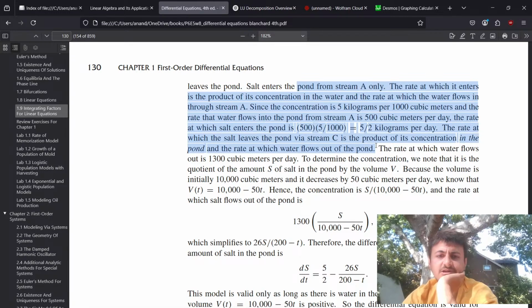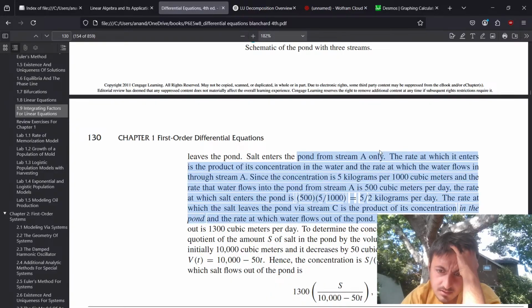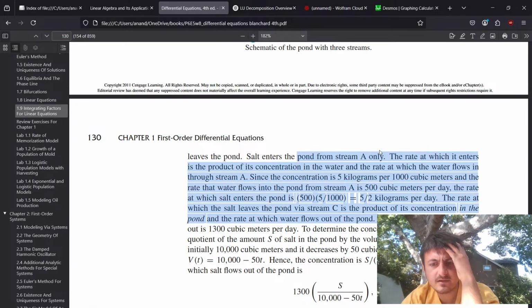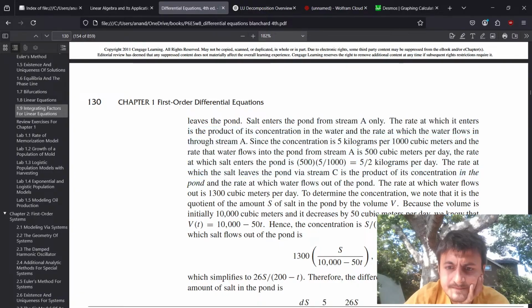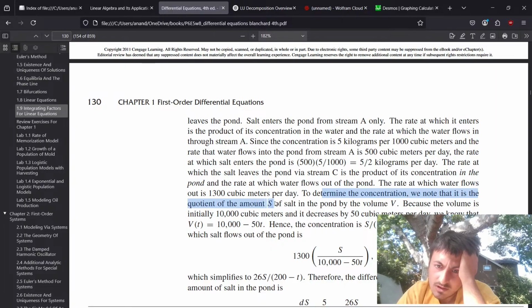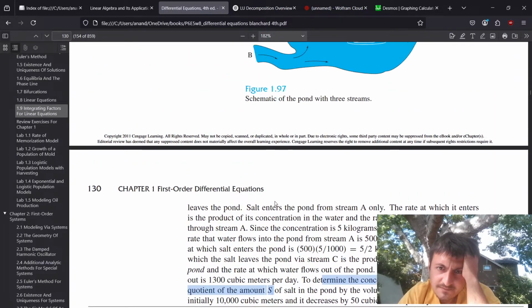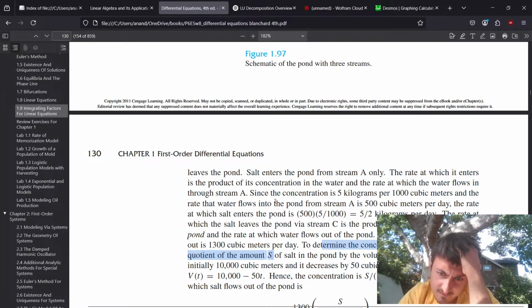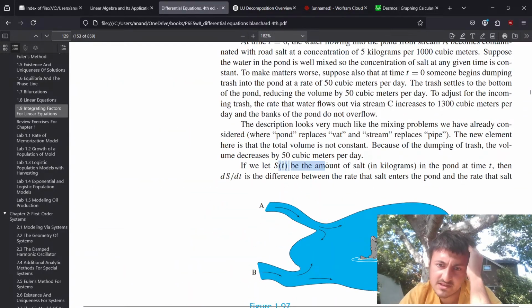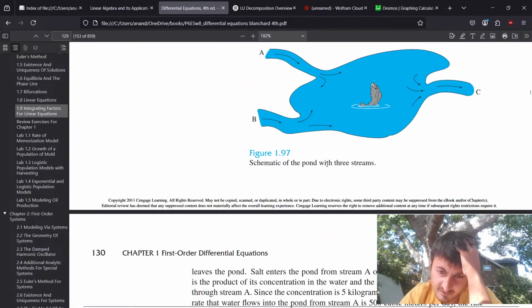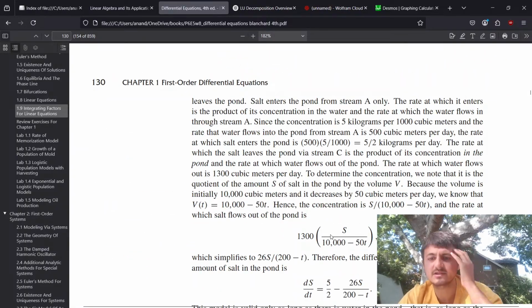The product of its concentration in the pond, which is S, right? And the rate. Oh yeah. So okay. Wait, but to determine the concentration, we note that the, so S is the concentration in the pond, right? Oh, S is the amount of salt. So if you divide it by the volume, okay, yeah, that makes sense.